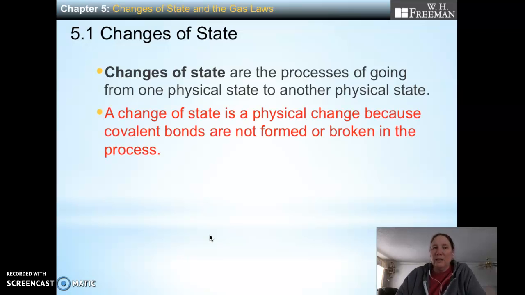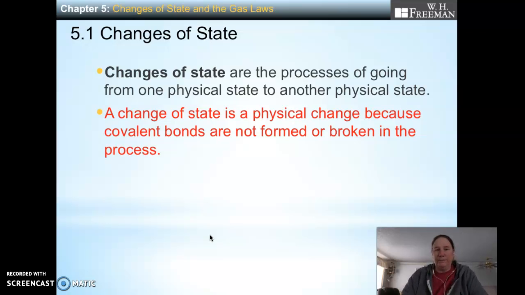So a change in state is a physical change because you're not changing the covalent bonds, the atoms and the molecules. What you're doing is messing with the forces in between the molecules and atoms. Remember, we always talked about intermolecular forces. There's a force in between them, and you're changing those. Okay, if you're adding energy, you're breaking those bonds or moving those apart, but you're not messing with the actual atom and the molecule.